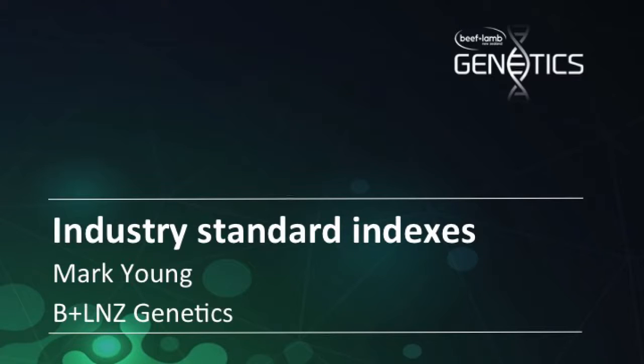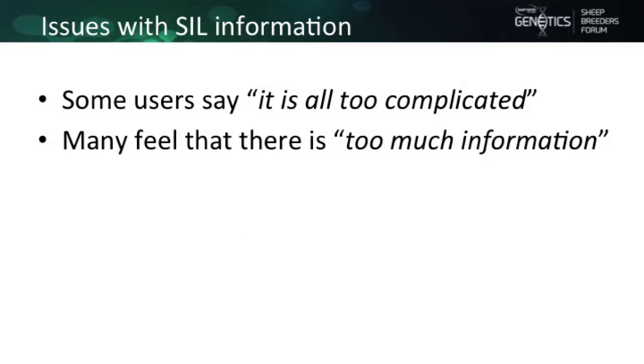What we're saying is, the feedback we're getting from industry is SIL is too complicated and there's too much information, and a lot of people are finding that daunting. So one strategy we want to try out is to have an industry standard index for maternal sheep and terminal sire sheep, and I want to talk you through that. So they're saying it's too complicated and too much information. So how do you make sense of all that?